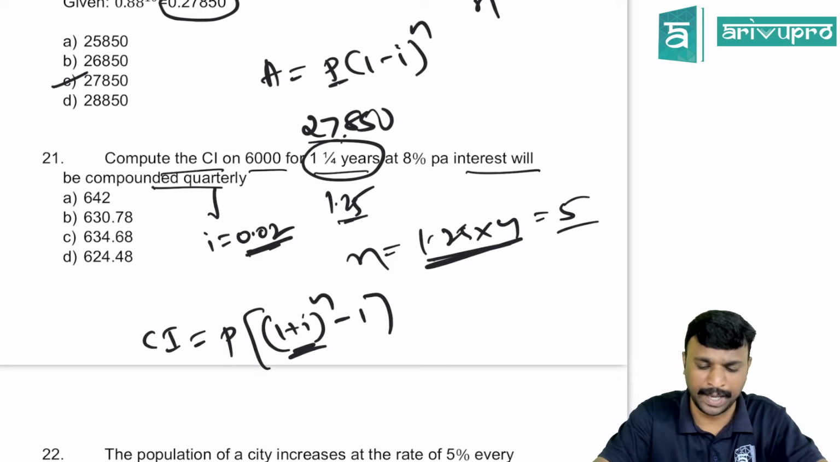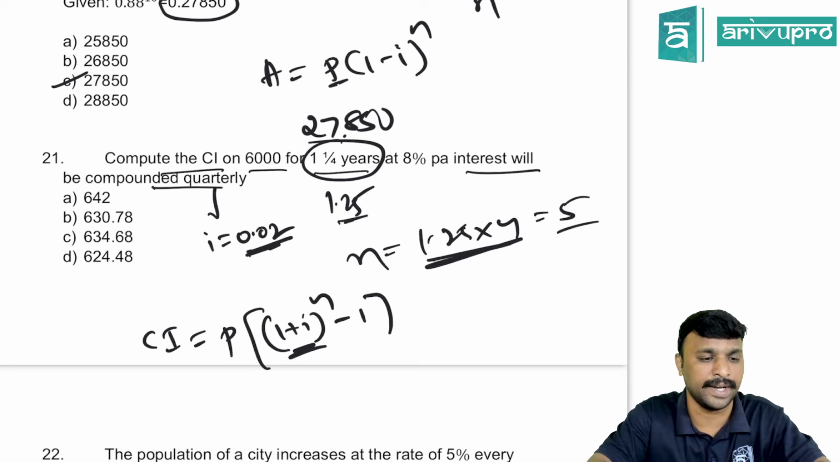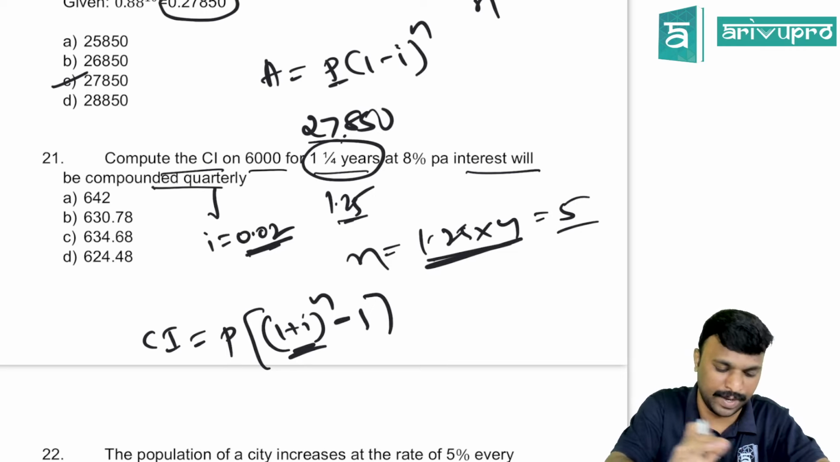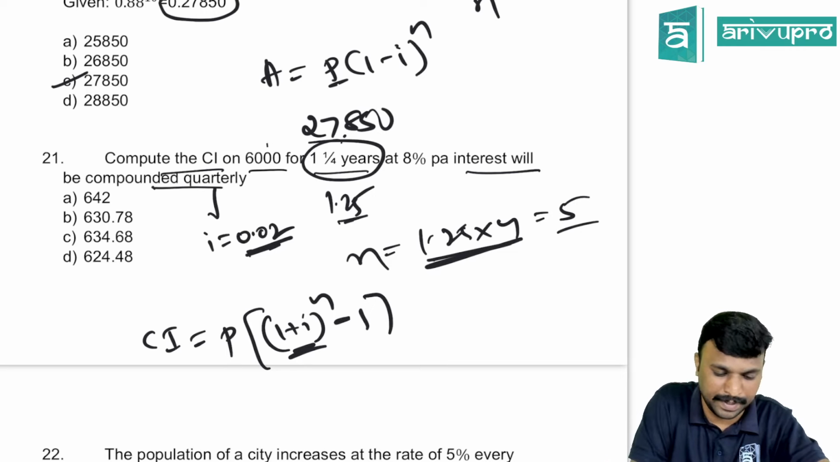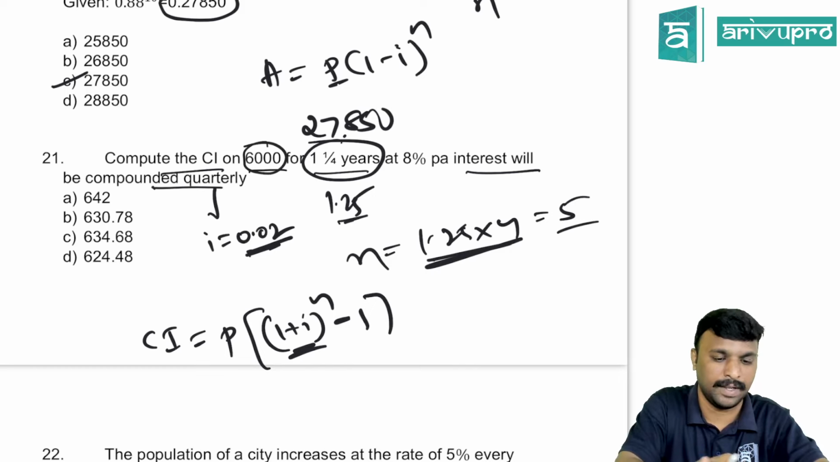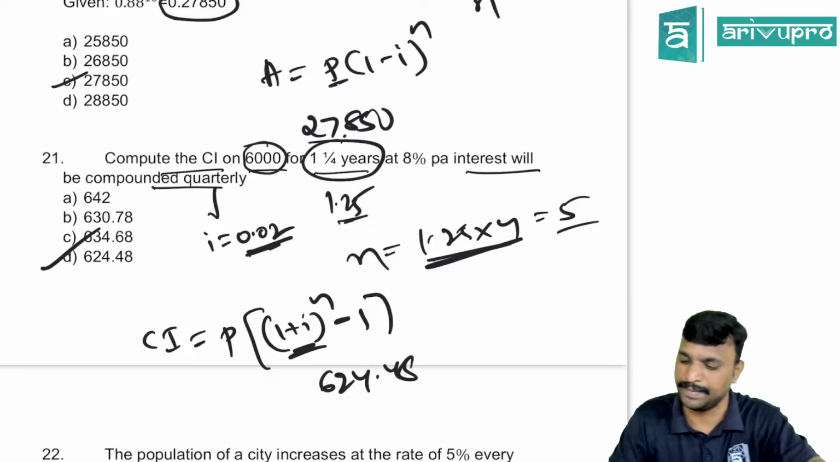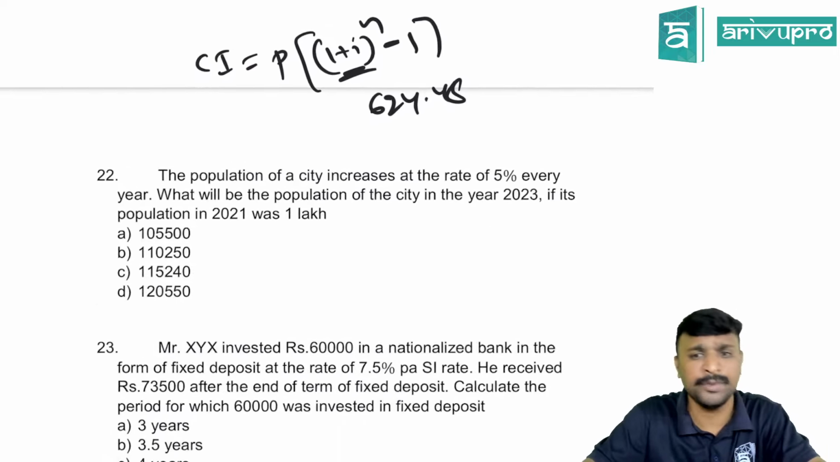So press into, keep on pressing equal until the counter number is 6. Then you have to do minus 1 into the principal. Principal is 6,000. And the answer is 624.48. So option D is the right answer. Have you understood? Let's move on to the next question.